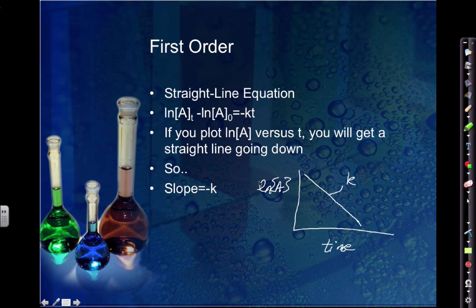Now, if you remember, this is a first order. A zero order, if I just plot the concentration versus time, I already have a straight line. But if I take the natural log of the concentration of A and plot it with respect to time of a first order, I'll get the straight line.